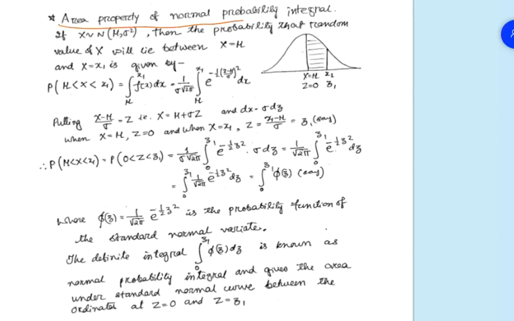Area property of the normal probability integral. Now suppose x is a random variable which follows a normal distribution with mean mu and variance sigma squared. Then how do we find the area? Let us draw the diagram again.